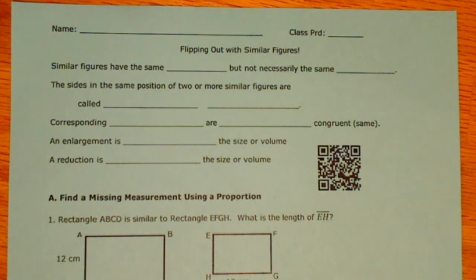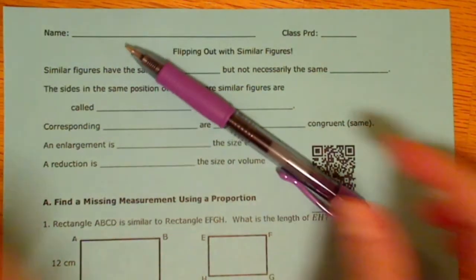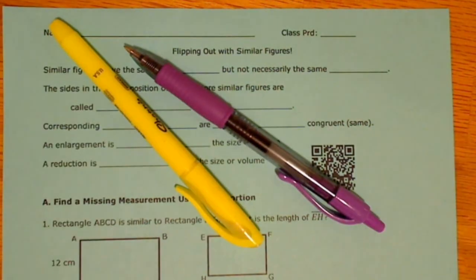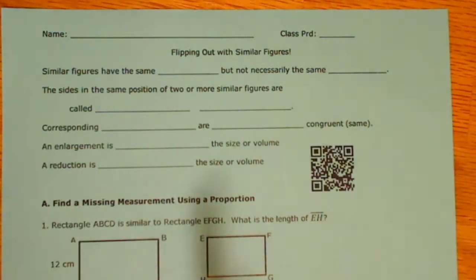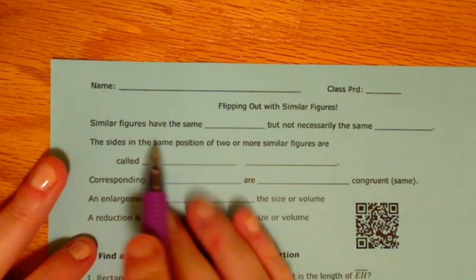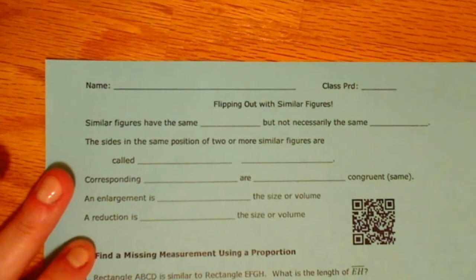Okay guys, so tonight we're going to do flipping out with similar figures. You need your worksheet, you need a pen or pencil, and a highlighter as well. So if you don't have those things, please pause the video and go find them. At the top, please put your name. And we're going to start out with a little bit of vocabulary.